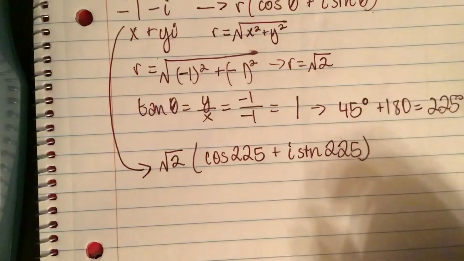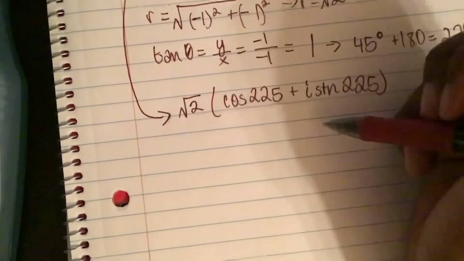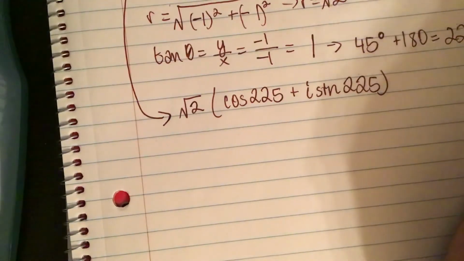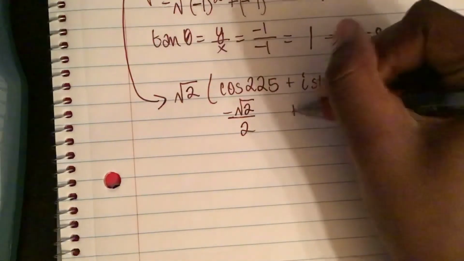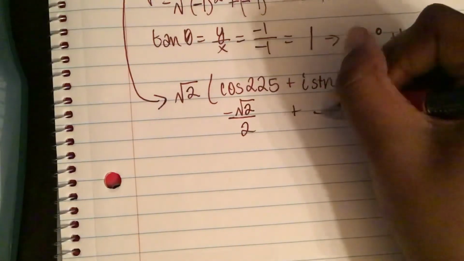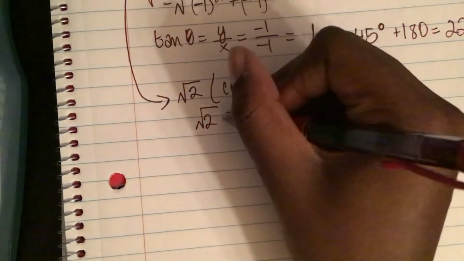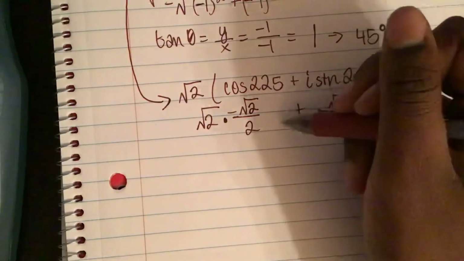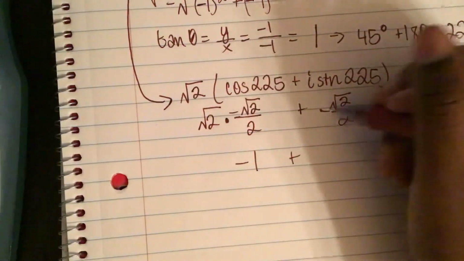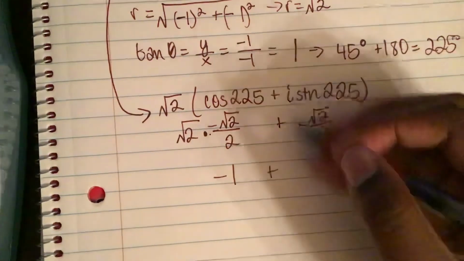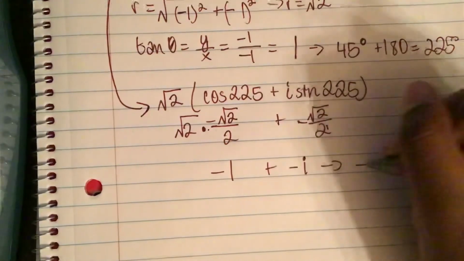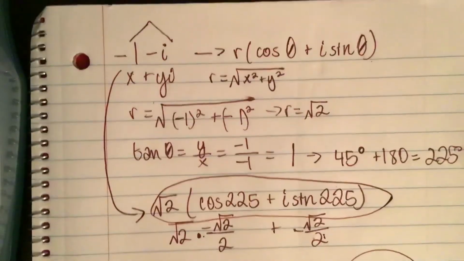And if we work with it backwards, just like we did with that one, cosine of 225 is going to be negative square root of 2 over 2, plus negative square root of 2 over 2 times I. The square root of 2 times that is just 2 divided by 2, which equals -1, plus -1 times I, negative I, which brings us back to -1 minus I. And that's how we check our work and get the right answer.